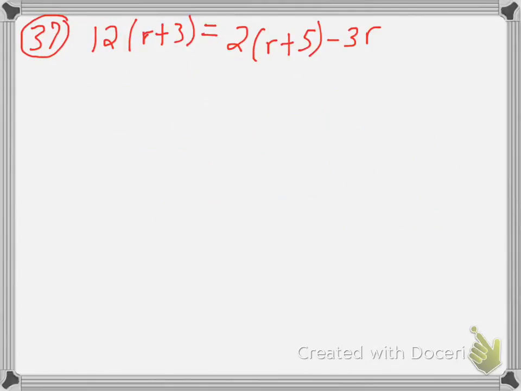And now we'll do number 37. In this section, we have to use the distributive property. We have 12 times the parentheses, and we also have 2 times the parentheses. So I'm going to distribute here.